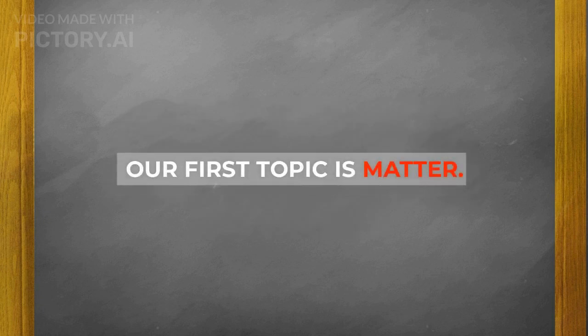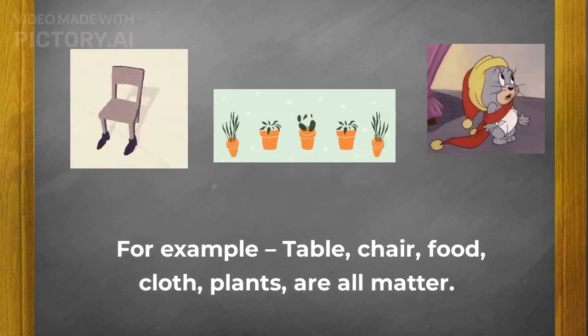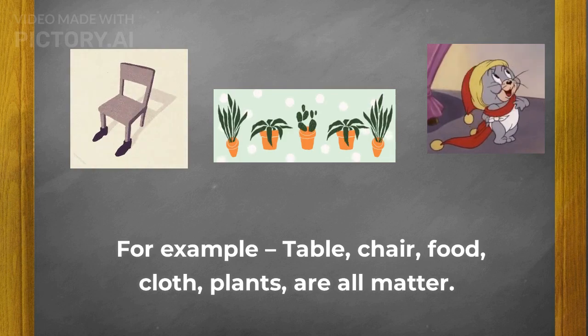Our first topic is matter. Anything that has mass and occupies space is called matter. For example, table, chair, food, cloth, and plants are all matter.